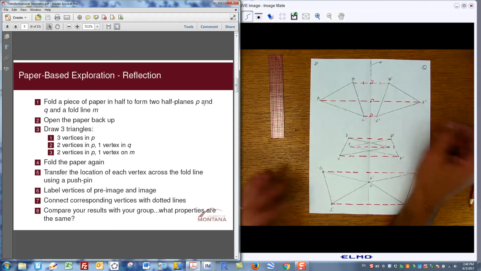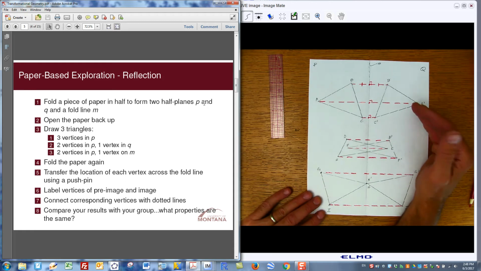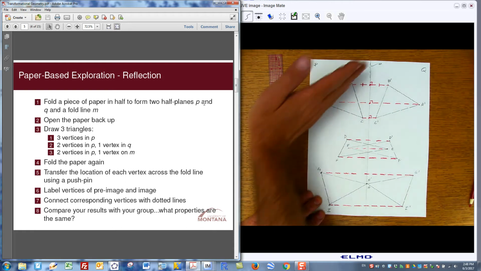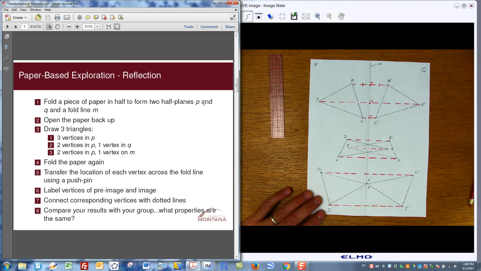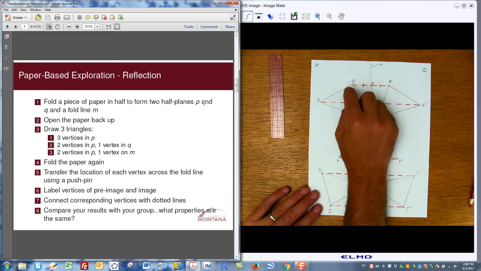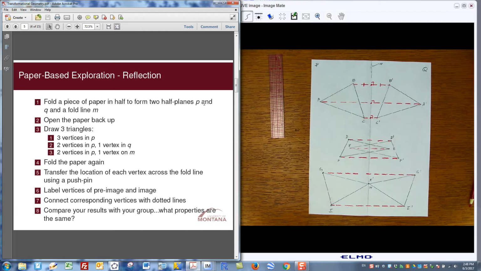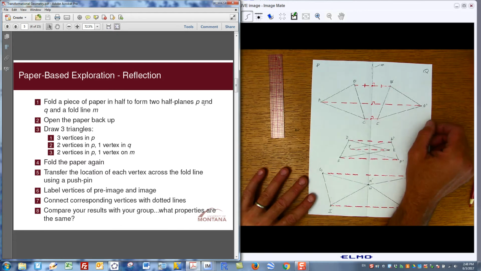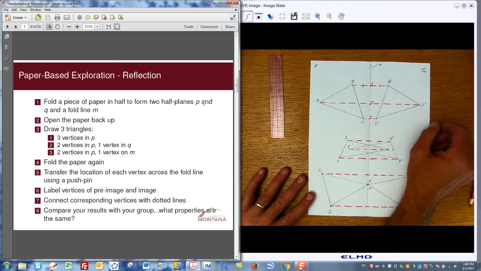But is there something we could say? Well, oftentimes they'll say the angle that it makes with the line of reflection is the same angle over here. So the angles are preserved, meaning the angles in the triangles will probably be preserved. We'll ask questions about distances. Is the distance from A to B the same as the distance from A to B? Hopefully they'll notice that indeed these are congruent triangles.